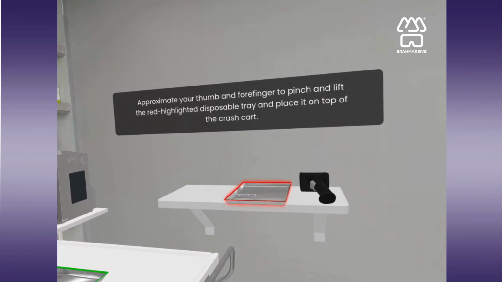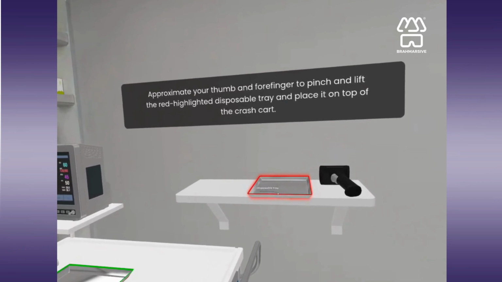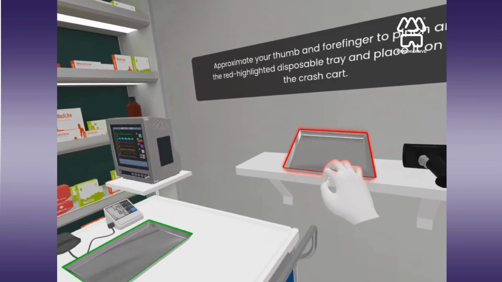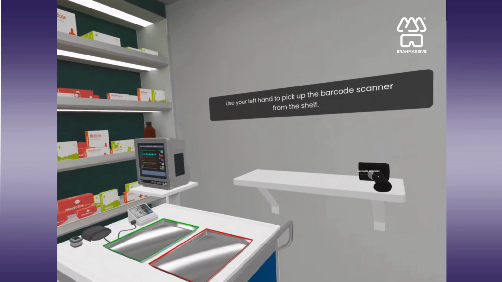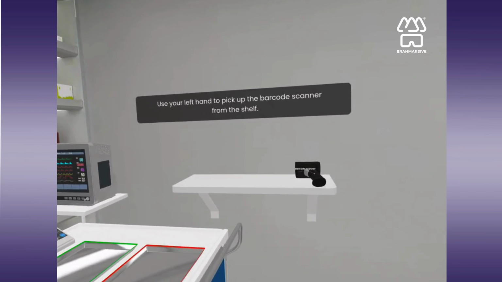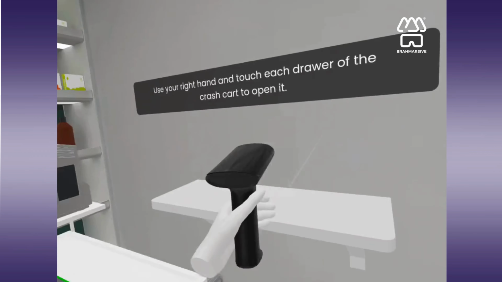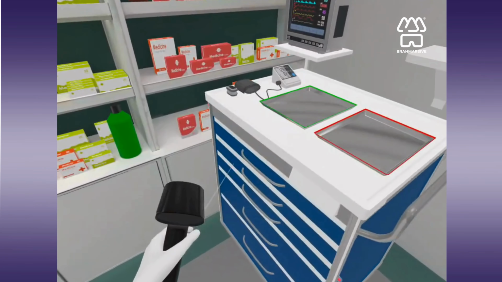Next, approximate your thumb and forefinger to pinch and lift the red highlighted disposable tray and place it on top of the crash cart. Now, use your left hand to pick up the barcode scanner from the shelf. Next, use your right hand and touch each drawer of the crash cart to open it.